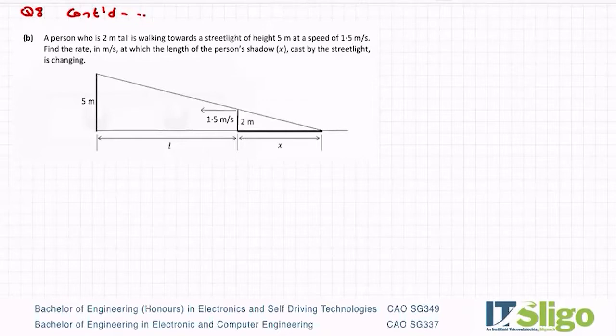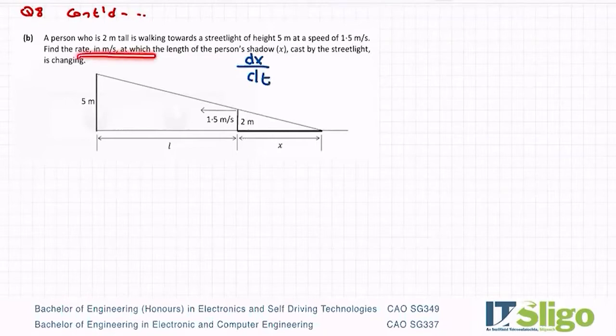Okay, so find the rate in meters per second at which the length of the person's shadow is changing. Okay, and they've told us that the length of the person's shadow is x. So we need to find dx/dt.